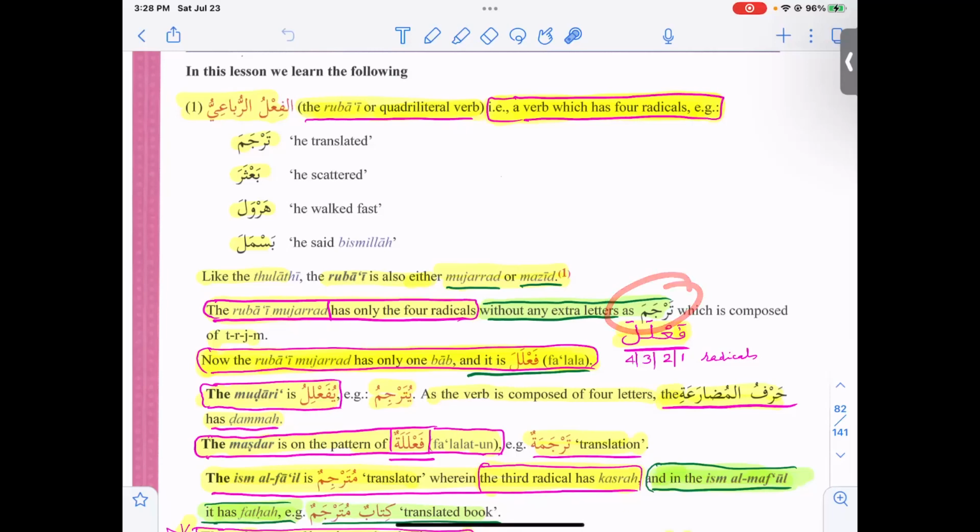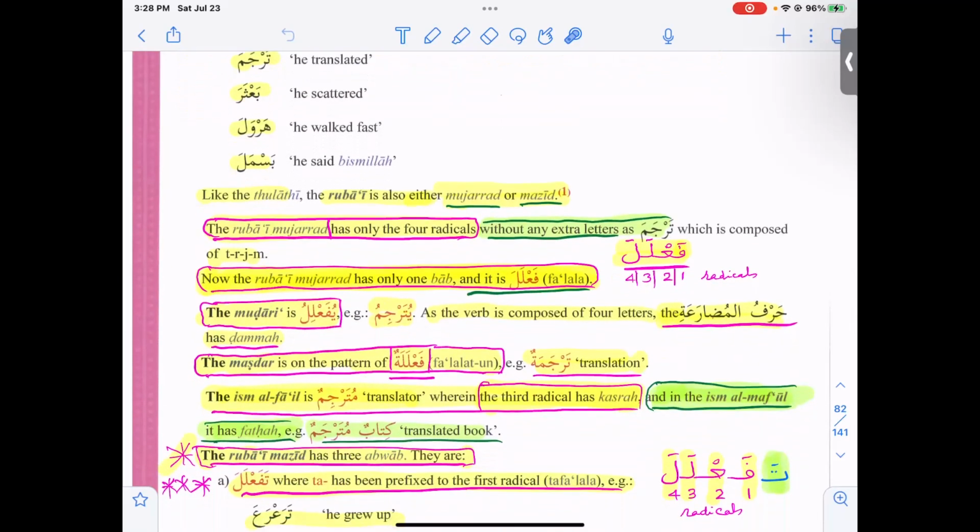Tarjama, Yutarjimu. When there is a proper thing, we can pronounce Yutarjimu. As the verb is composed of four letters, the harf of the mudari has a dhamma. Yes, we know that rule. So tarjama, fa'alala. Yutarjimu, yufa'lilu, yutarjimu. You will say it a few times and you will get used to it.